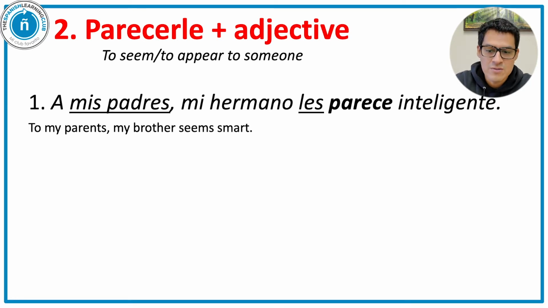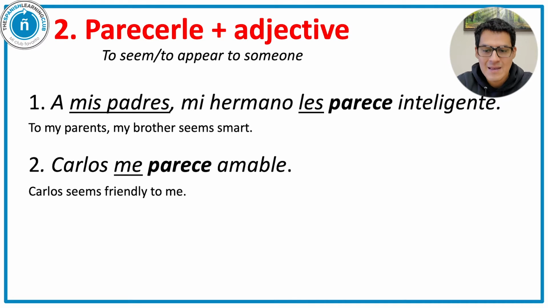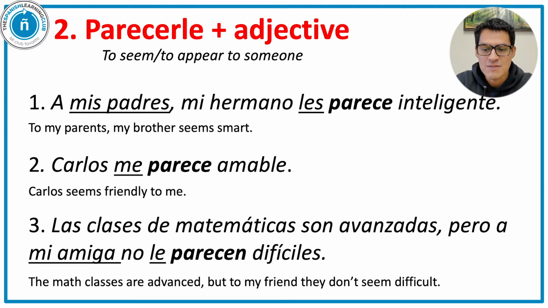So here we are using the verb parecer as a verb like gustar because the impression is coming from my brother, mi hermano, to mis padres. A mis padres, mi hermano les parece inteligente. Otro ejemplo. Carlos me parece amable. Las clases de matemáticas son avanzadas, pero a mi amiga no le parecen difíciles.